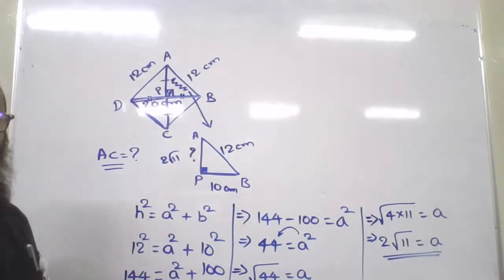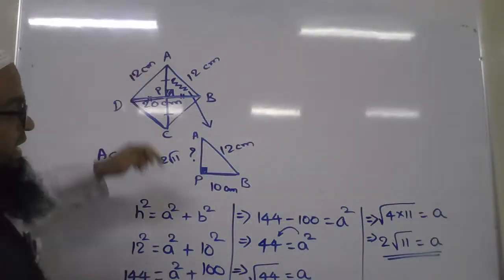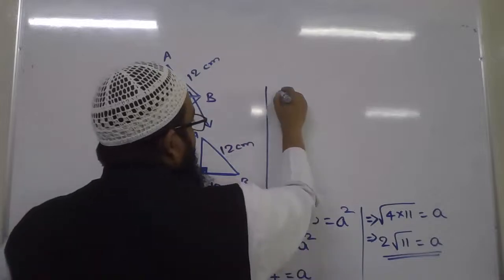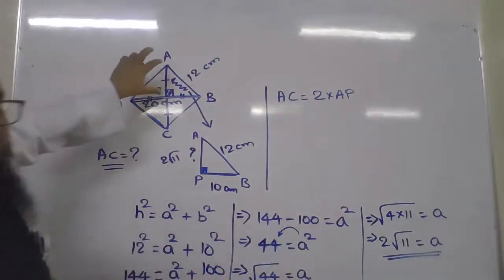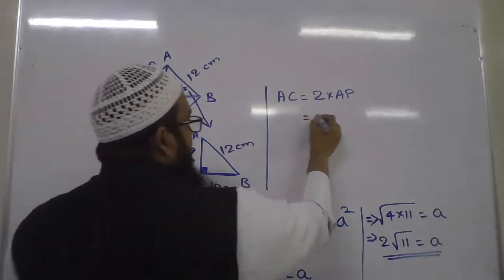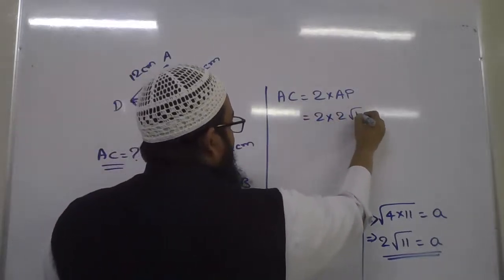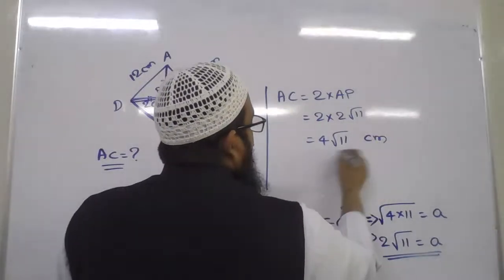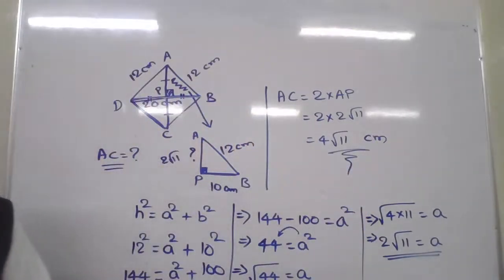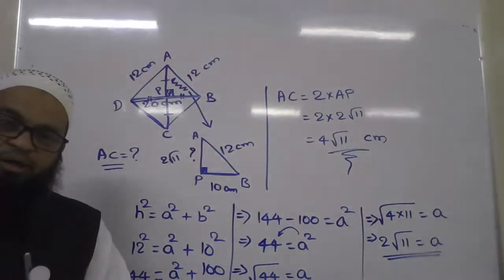Now what you are supposed to find? It is AC. So AC is twice of AP because it is bisected. That is equal to 2 into 2 root 11, which is 4 root 11 centimeters. Please write the units.